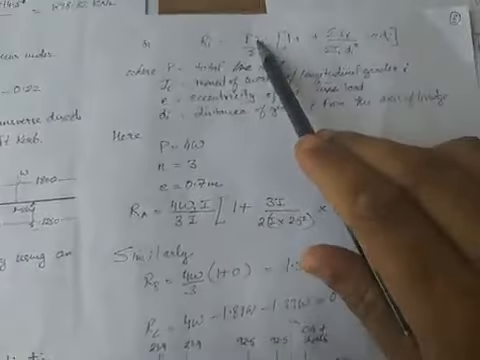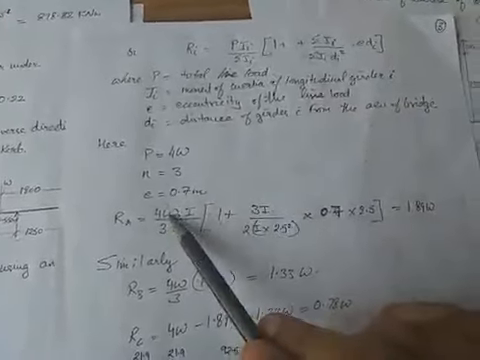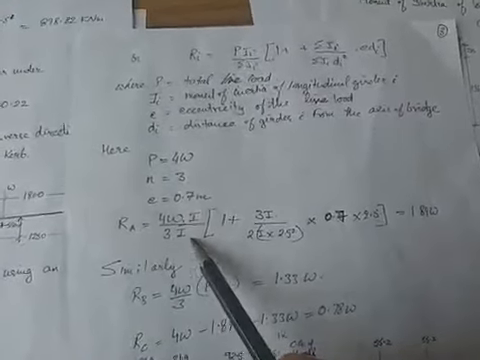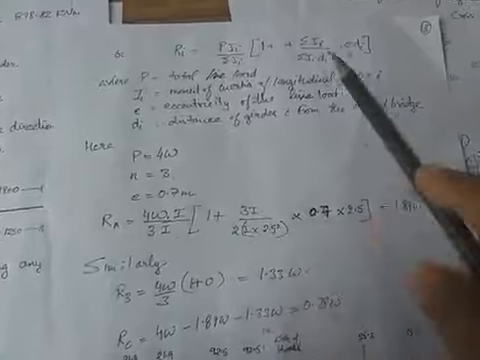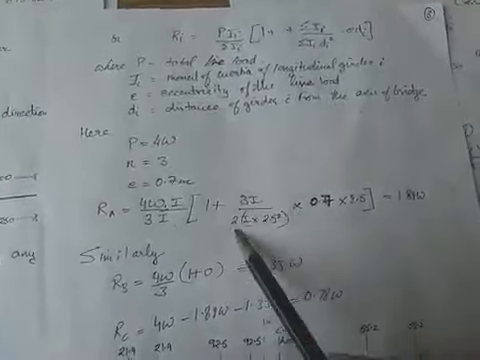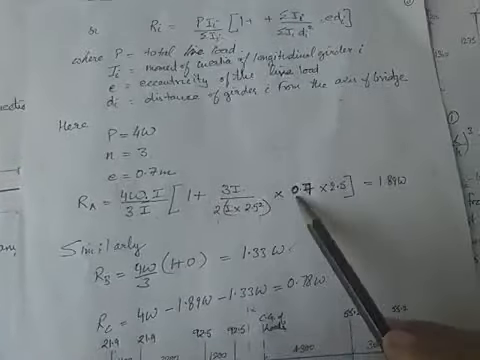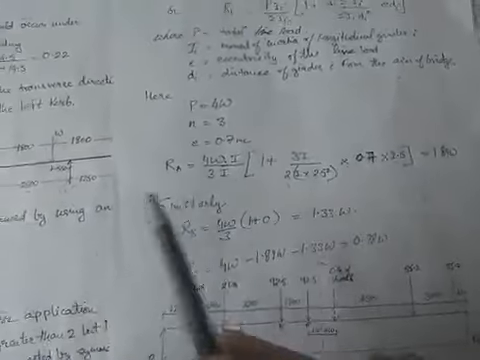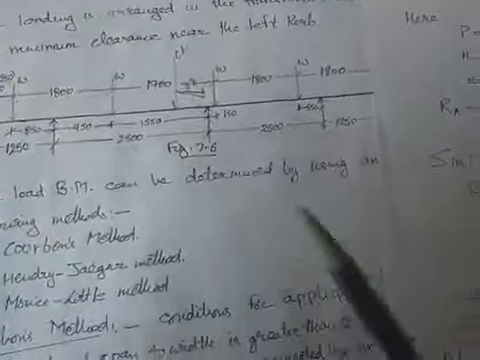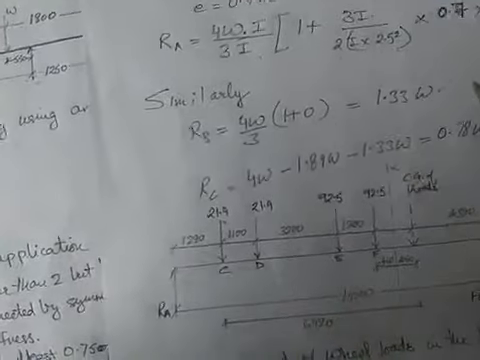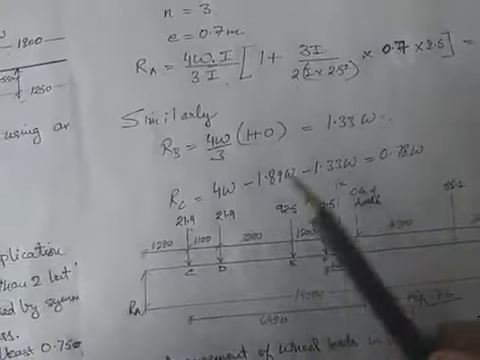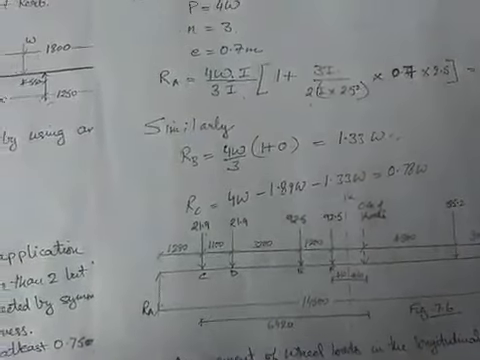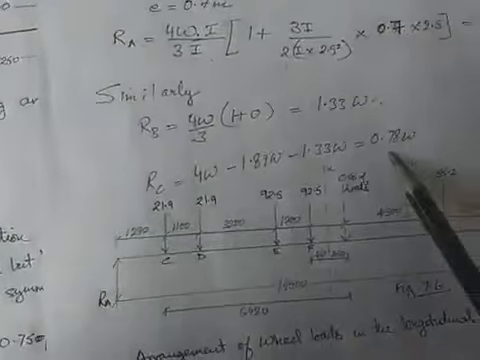So P is 4W, I is I for Ra, then 3I, then 1 plus, I'm substituting the equation, 3I, 2I d square, I have told you, into 0.7, this gives me 1.89. When you go for Rb, Di is 0, therefore Rb comes out to be 1.33 W. Total is 4W, subtract 1.89, that is Ra, and Rb, and you get Rc. So this comes out to be 0.78 W.